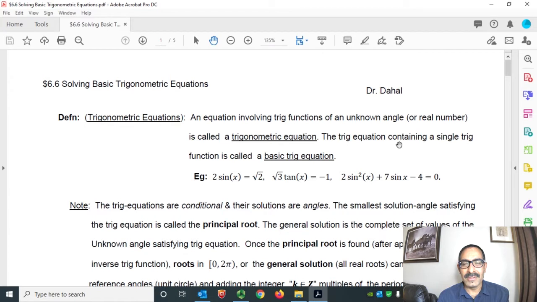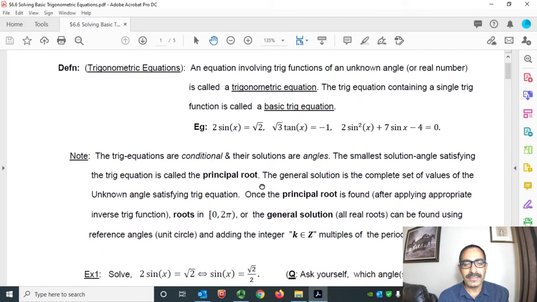A trig equation containing a single trig function is called a basic trig equation. For example, 2 sine x equals radical 2. Here we have only one trigonometric function, sine x. Second, radical 3 tan x equals negative 1. Similarly, 2 sine squared x plus 7 sine x minus 4 equals 0. Again, in these equations we have only one trigonometric function, sine x.